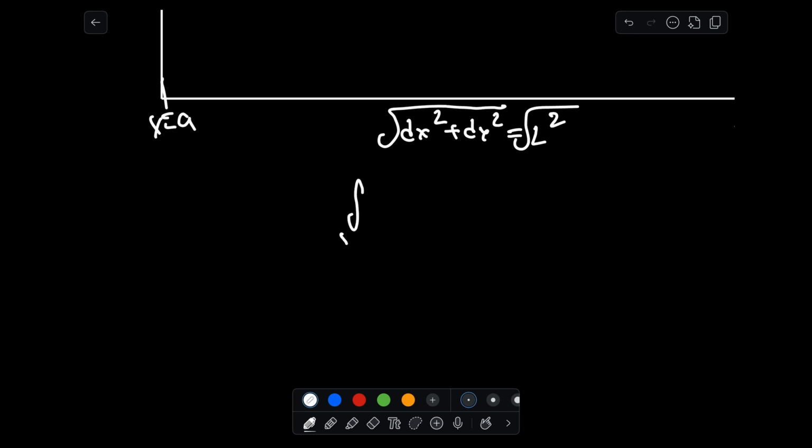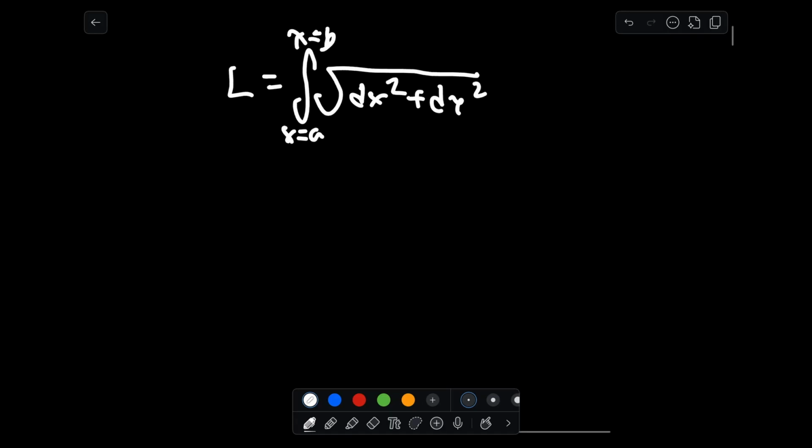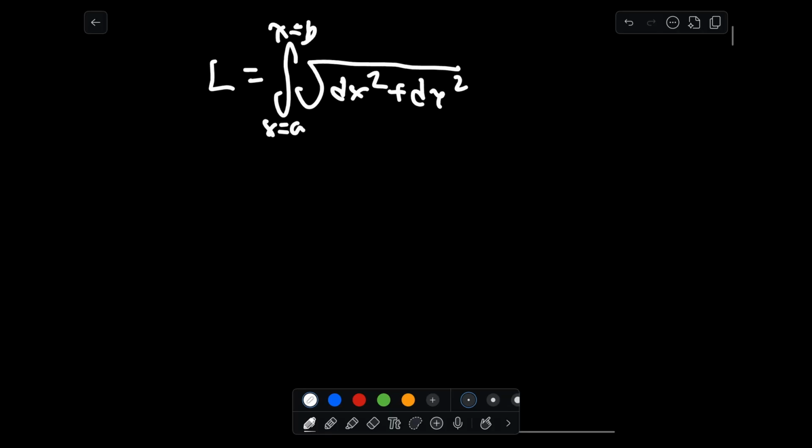We want all of these little dx's and dy's, so from x equals a to x equals b, we sum up all of these to get L. L is our arc length, the total length of the curve. However, we don't have it in its final form, because you have to integrate a function with respect to a variable. In this case, our function is y in terms of x, so we have to divide by dx squared on the bottom.